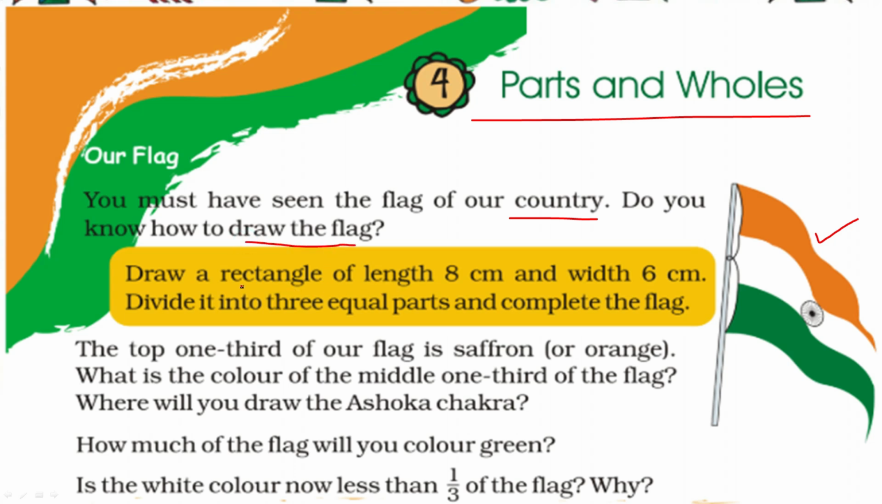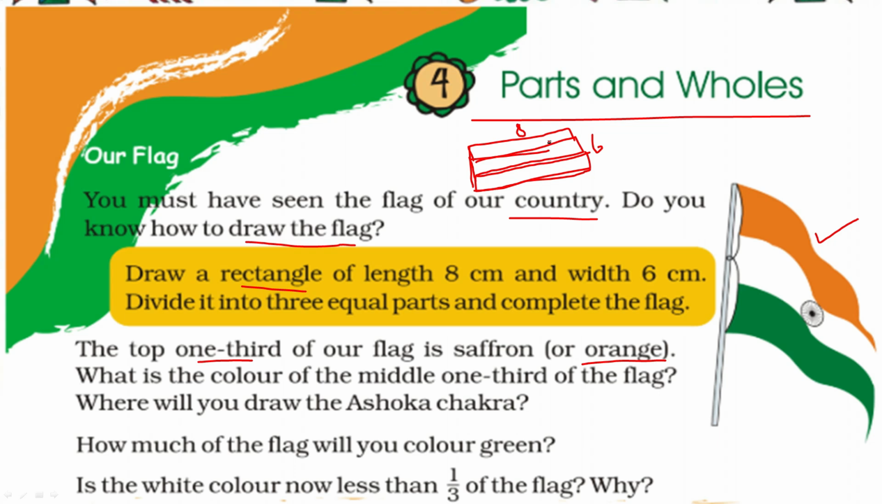Draw a rectangle of length 8 centimeter and width 6 centimeter. Divide it into 3 equal parts. 1, 2, and 3 equal parts, and complete the flag. The top 1/3 of our flag is orange color.